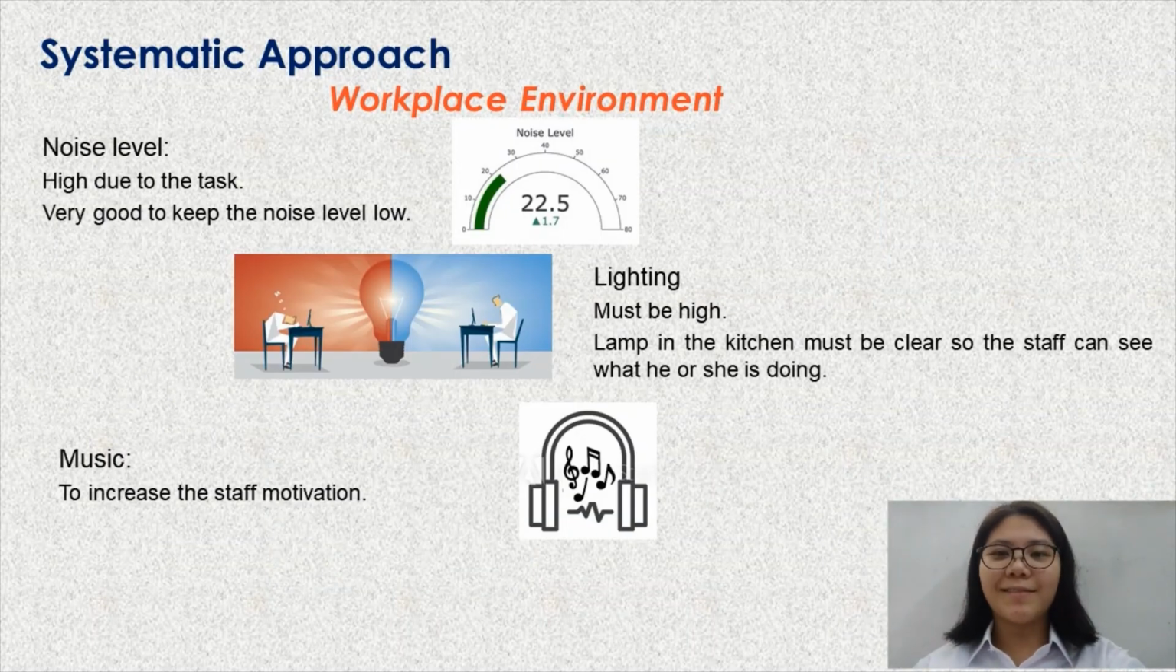And then as for the noise level, it is usually high due to the tasks. So it's very good to keep the noise level low to avoid being heard by the customers. And as for the lighting in the back of the house, it must be high. The lamps in the kitchen must be clear so that the staff can see what they are doing without hurting themselves. As for the music, it is used to increase the staff's motivation.